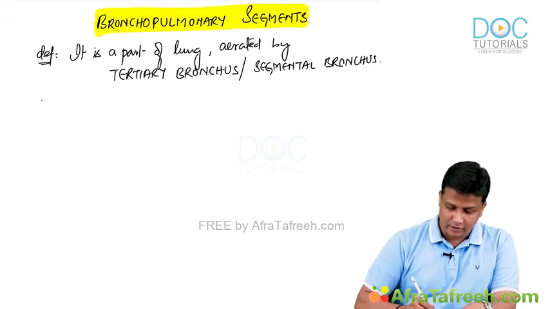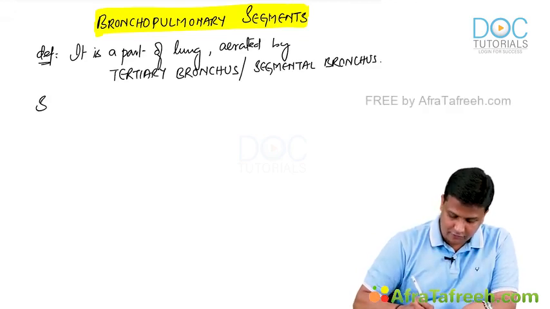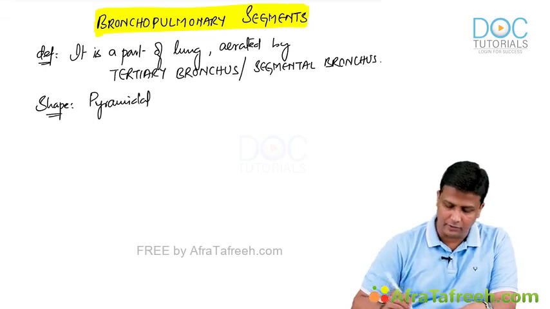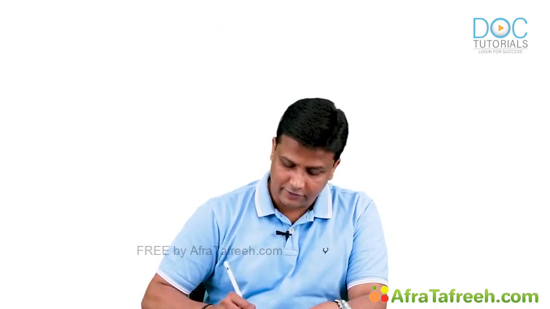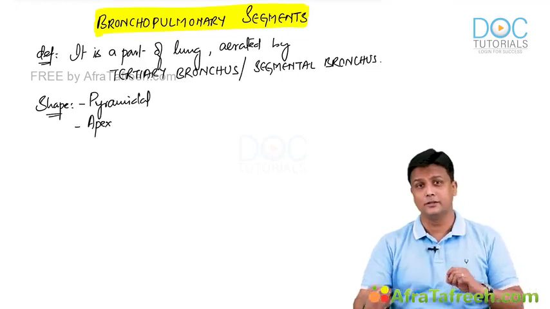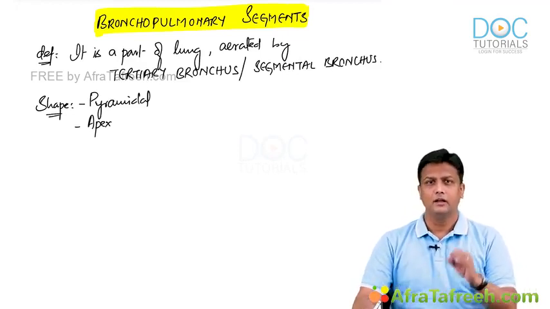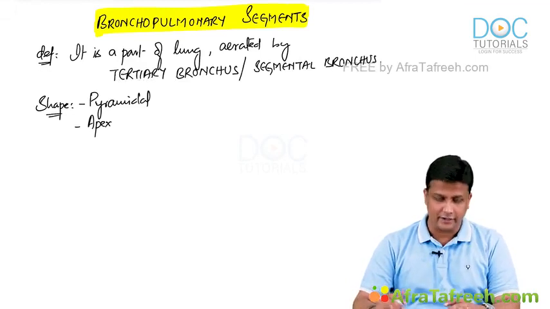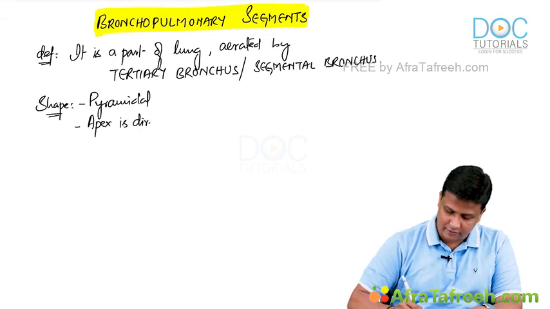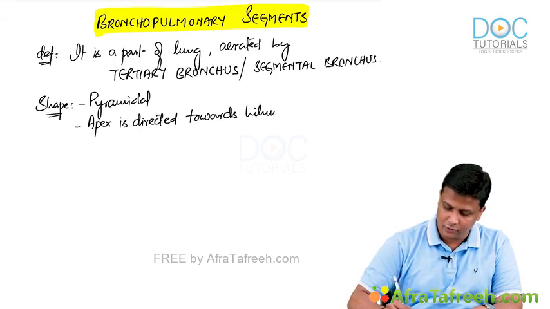Now, once you are comfortable with the definition, the next thing is the shape of the bronchopulmonary segment. Remember, it will be pyramidal in shape. Each and every bronchopulmonary segment will be pyramidal in shape. And a pyramid will always have an apex. The apex of all the bronchopulmonary segments is directed towards the hilum of the lung. I repeat again, the apex is directed towards the hilum of the lungs.